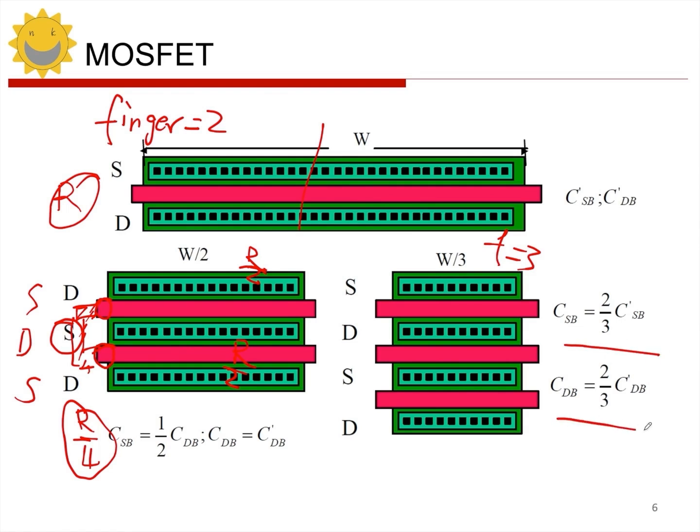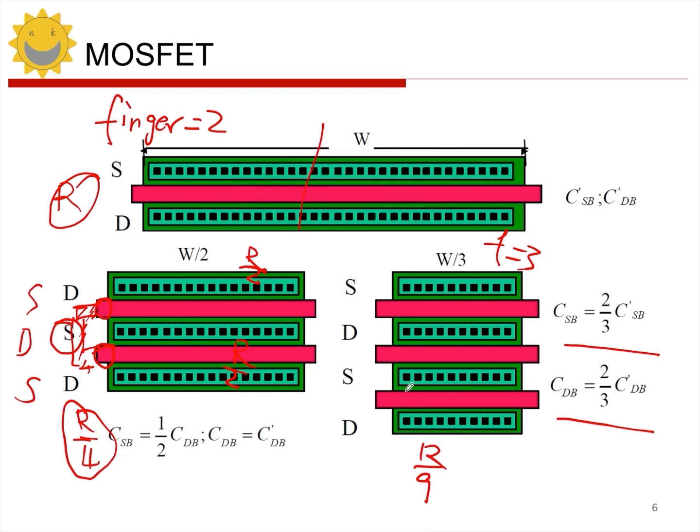The parasitics of the source and drain have changed to 2/3 of the original. Now let's look at the gate. The gate has been divided into 3 segments. When these 3 segments are connected in parallel, what do we get? It becomes 2/9. So this way, the parasitic resistance of the gate has been significantly reduced.